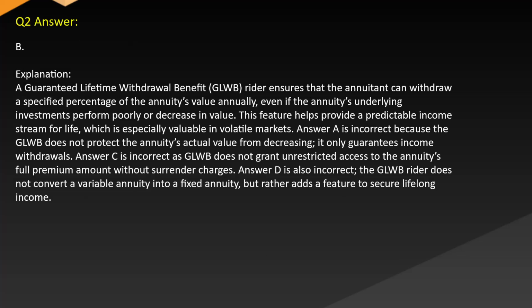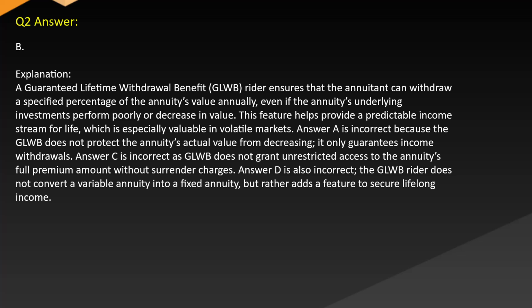Answer B. Explanation. A guaranteed lifetime withdrawal benefit rider ensures that the annuitant can withdraw a specified percentage of the annuity's value annually, even if the annuity's underlying investments perform poorly or decrease in value. This feature helps provide a predictable income stream for life, which is especially valuable in volatile markets. Answer A is incorrect because the GLWB does not protect the annuity's actual value from decreasing, it only guarantees income withdrawals.